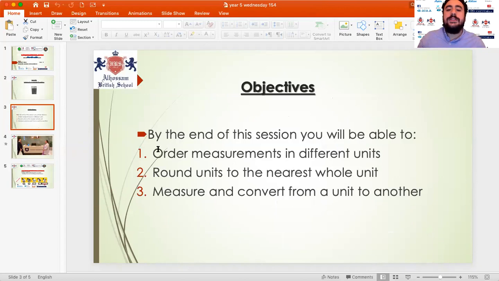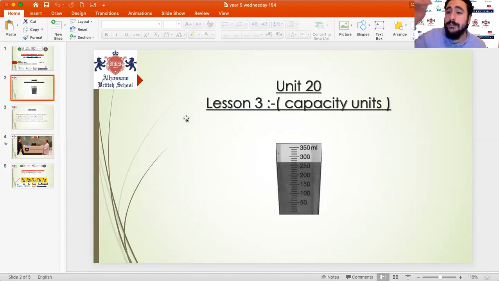The objectives of this unit are the same as the objectives of the mass units and the length units. It's all about how to order, how to convert from one unit to another, how to read the scale. So order measurements in different units, round units to the nearest whole unit, and measure and convert from one unit to another. Now I want all of you to open the workbook, unit 20, lesson 3, capacity units, because we are going to talk about capacity.